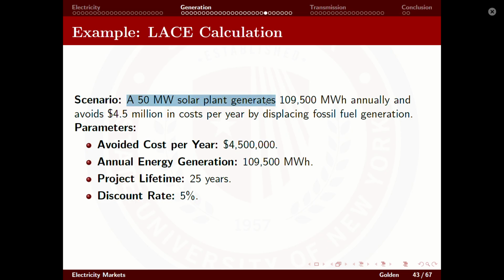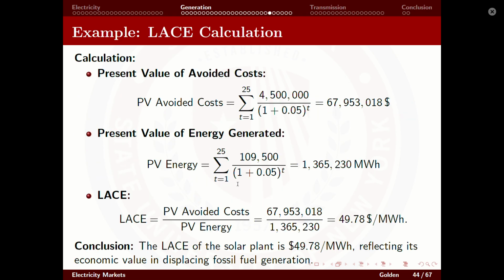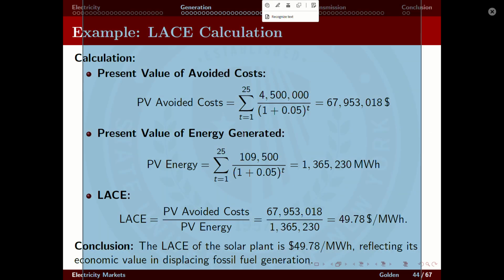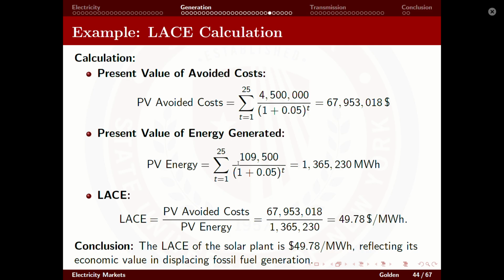A 50 megawatt power plant generates 109,500 megawatt hours annually and avoids 4.5 million in cost per year by displacing fossil generation. So you have the avoided costs, the annual generation, and the project lifetime and discount rate. Then you calculate the present value of avoided costs. You have the avoided costs on top and the discount on the bottom, you sum it up, and you have the present value of energy generated by year, discounted.